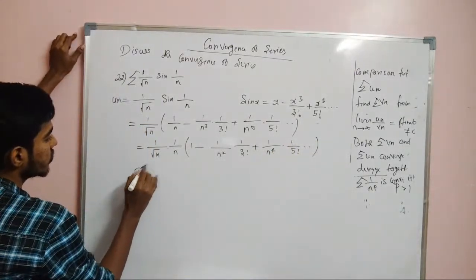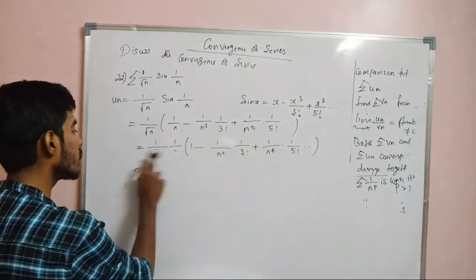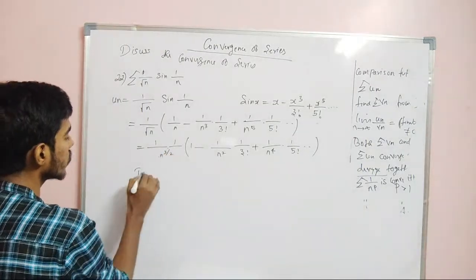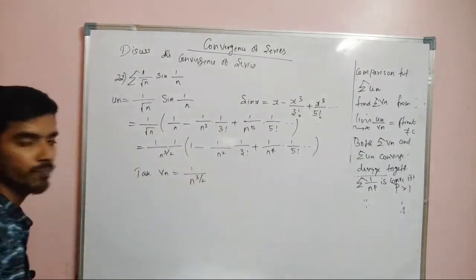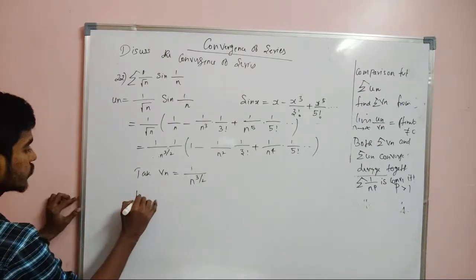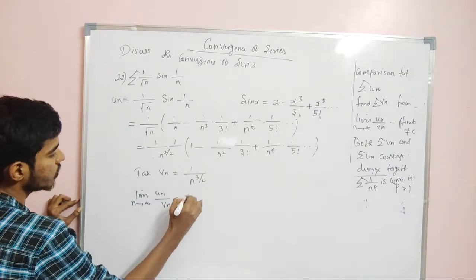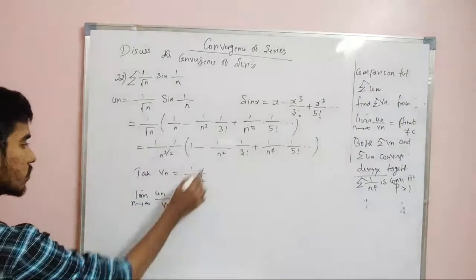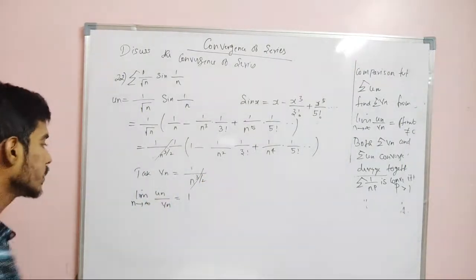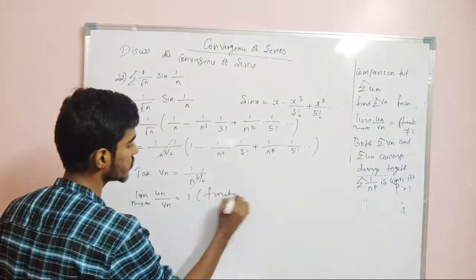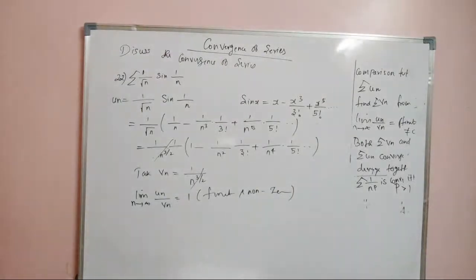Now if you multiply this, root n into n is n power 1 by 2 into n power 1, which is n power 3 by 2. Now you just take Vn to be equal to 1 by n power 3 by 2. Now you find limit n tends to infinity Un by Vn, and this will be equal to 1, because you can see this n power will get cancelled. As n tends to infinity, this term tends to 0, this term tends to 0, so we have only 1, which is finite and non-zero. Therefore both Un and Vn behave alike.